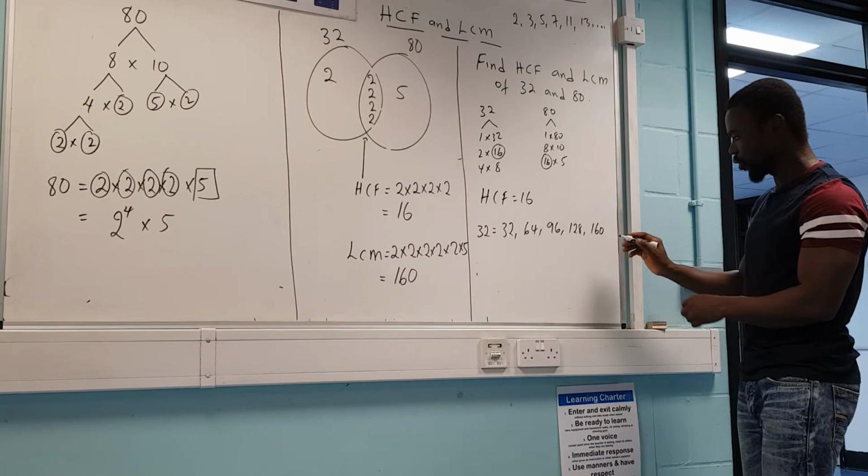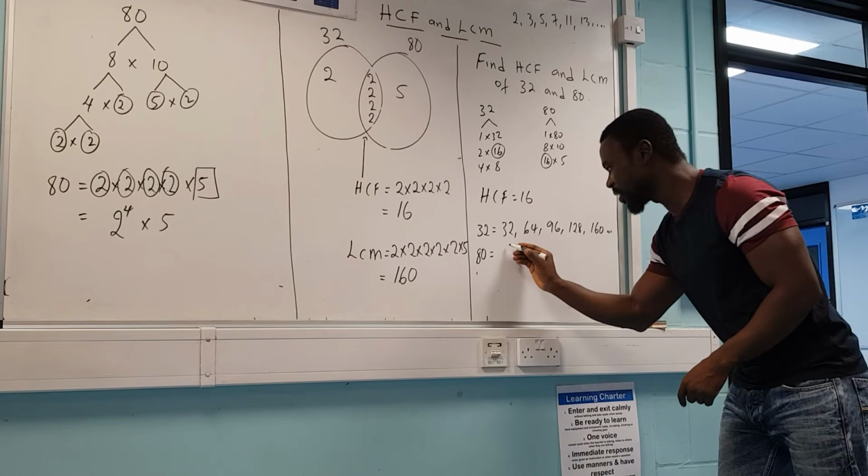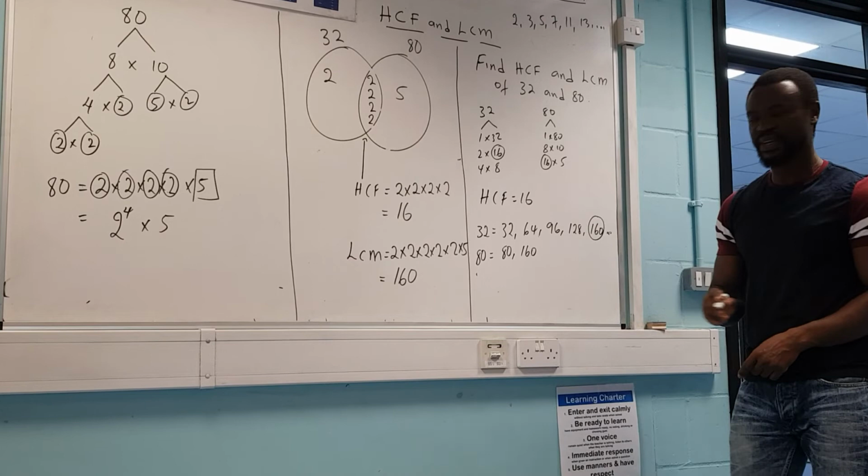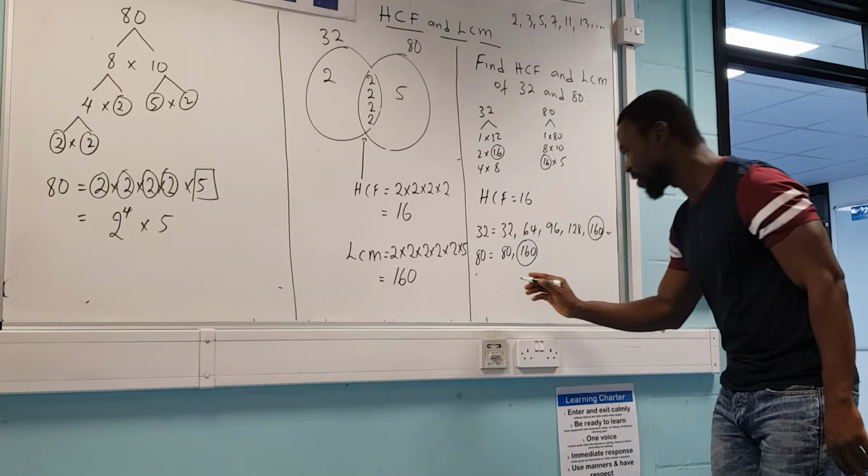I will stop here. Quickly, let's do the 80 times table. It will start off with 80. It goes to 160. I have seen that there is 160 here. There is 160 here. So I don't need to carry on anymore. I want the smallest I can see first. So that means LCM equals 160.